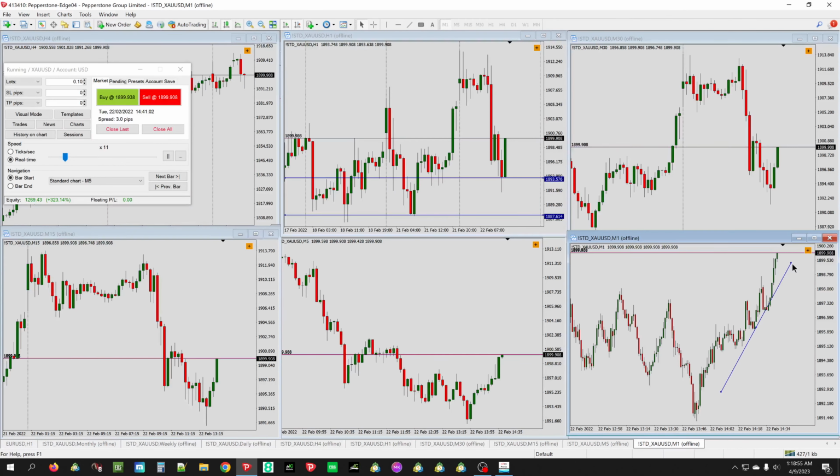So I have already taken around two trades for today. Now only one trade is left. I lost around 62 US dollars today.